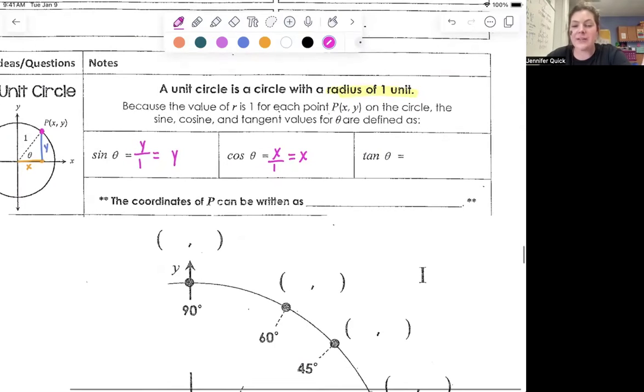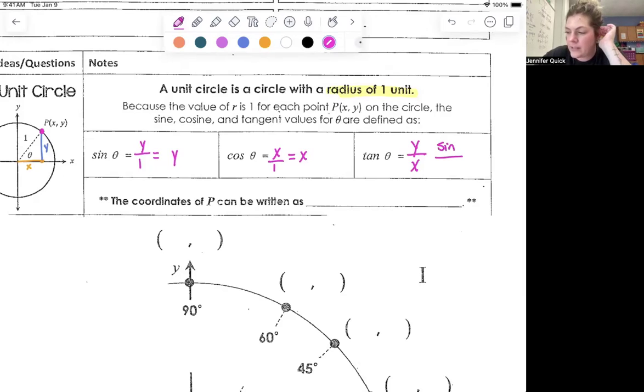Now, tangent, a little bit trickier. We have opposite over adjacent, so that's going to be the Y over the X. That does not simplify at all, so we leave it Y over X. Some people say it's the sine of theta over the cosine of theta, because those are kind of the same thing, but I like the Y over the X.